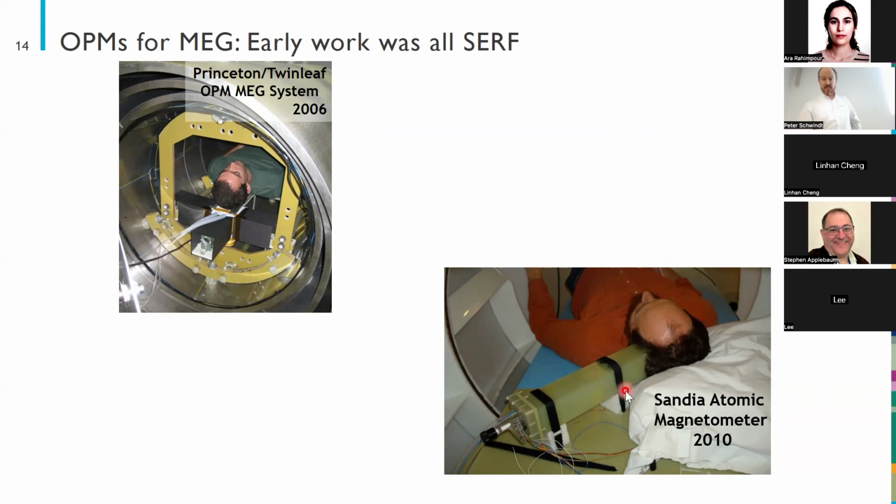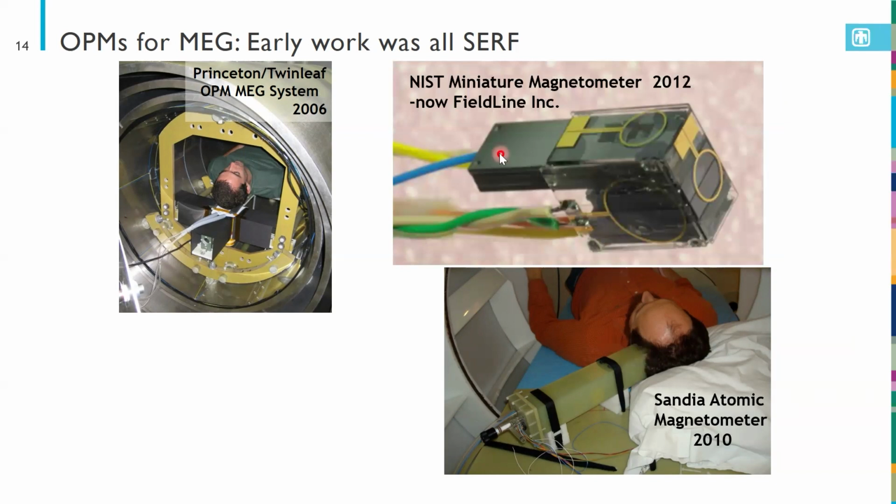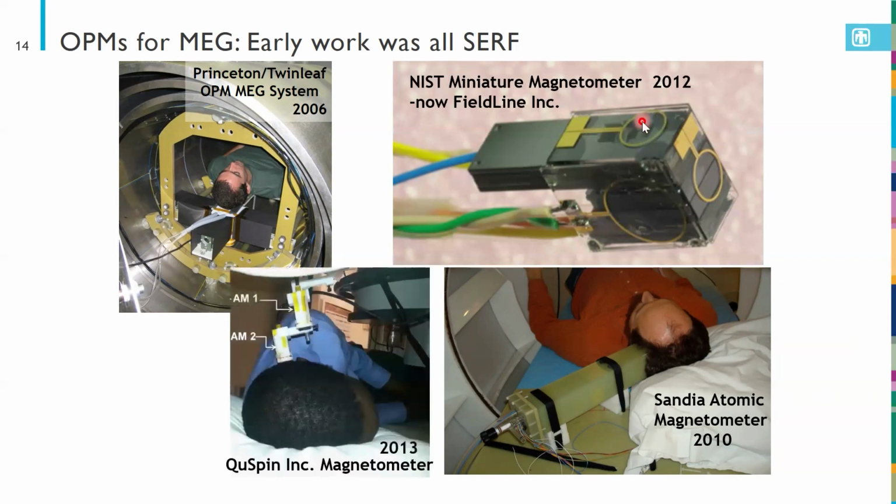And so the next demonstration was in my group in 2010, where we were able to measure, this is me laying with our first sensor up against my head. This was also a 4-channel sensor. Been doing that for a long time. And then we have the demonstration at NIST in the group of Sandia National, and this was done in 2012, and then QSpin in 2013 developed their sensors and did some good measurements then.